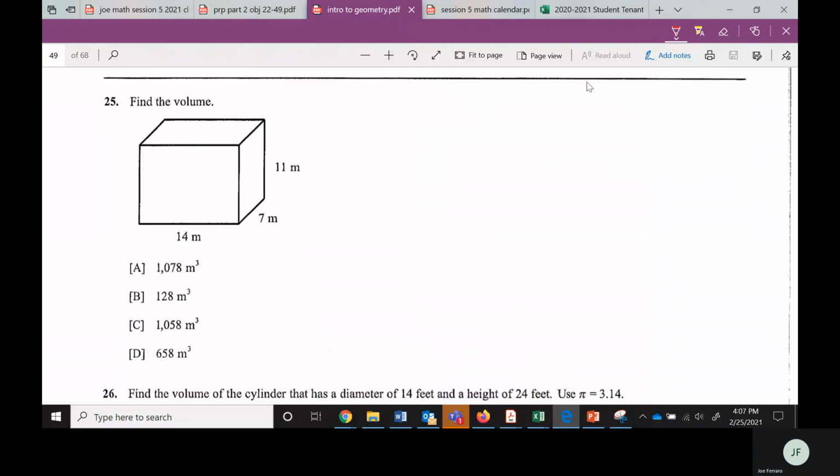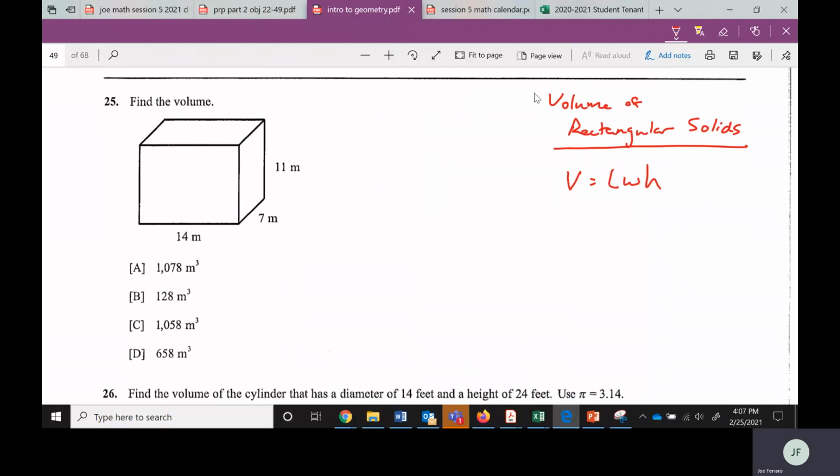And just a quick little side note, just as a review. Volume of rectangular solids, sometimes referred to as prisms, is going to equal just length times width times height. I think a lot of you have seen that before. Just a quick review in case you didn't remember that.